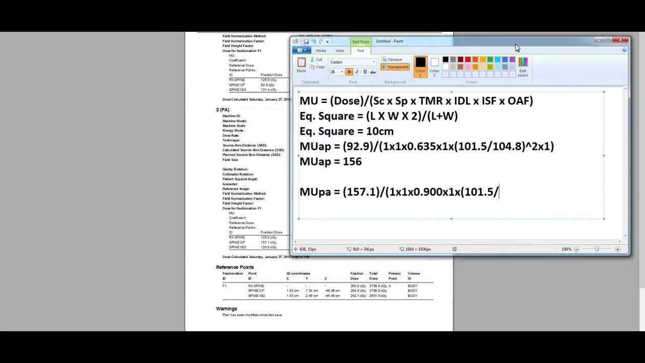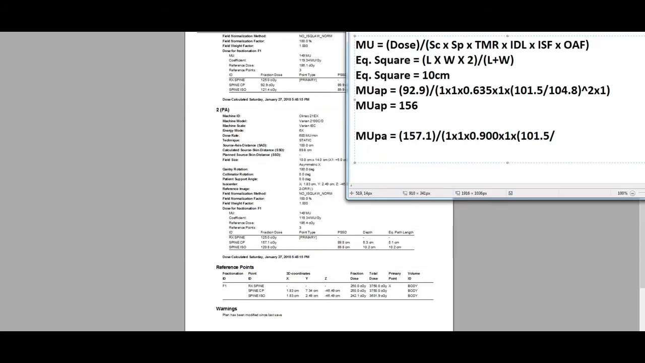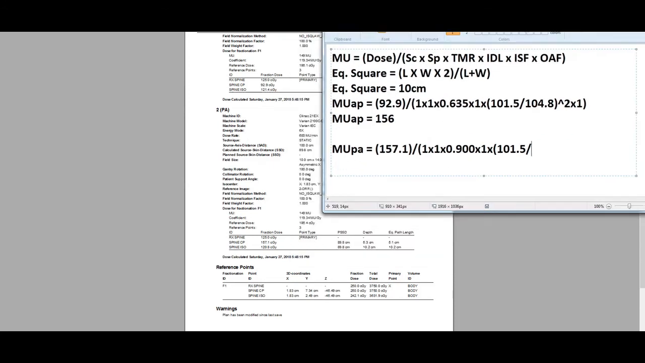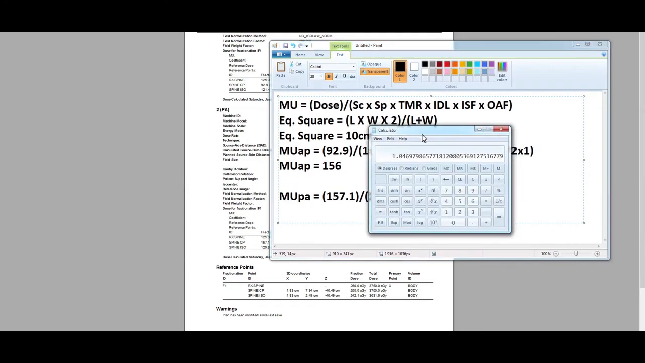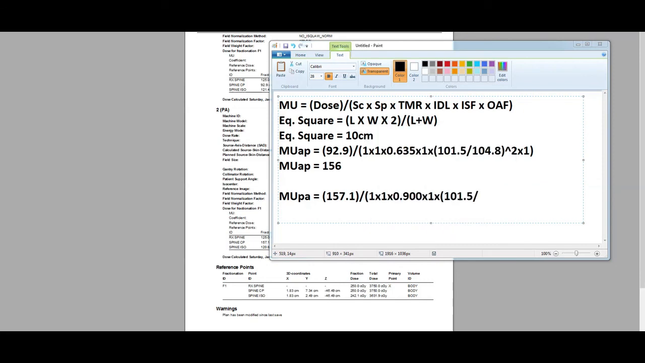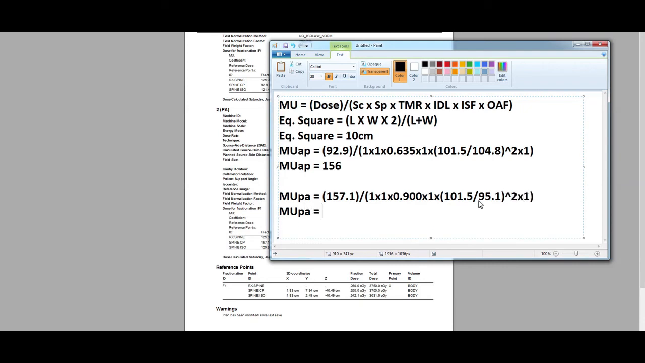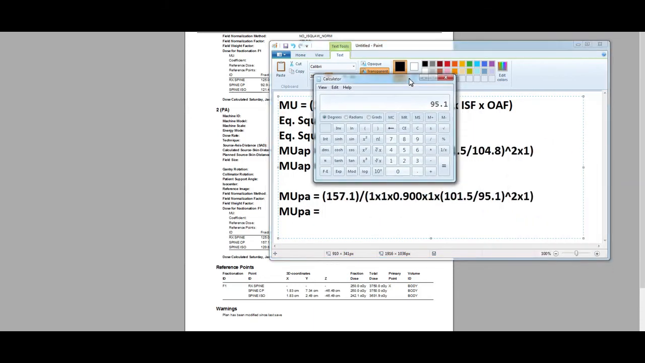So if I look at my report, my SSD is 89.8 and my depth is 5.3, so my physical distance from the source is 89.8 plus 5.3, puts me at 95.1 squared. So if I do this math, I get 157.1 divided by 0.9 divided by 101.5 squared, times 95.1 squared, puts me at 153.2.